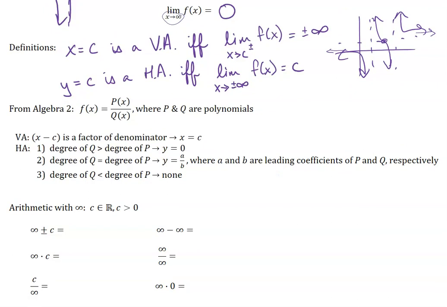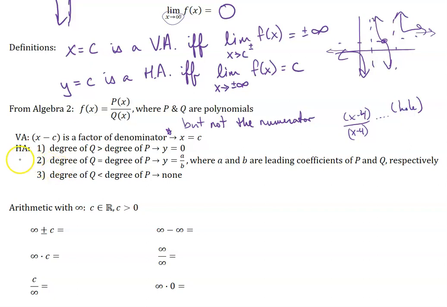Now, one thing I will add to that, though, is when we say is a factor of the denominator, we need to add, but not the numerator. And hopefully you're thinking, because if x minus 4 is in the numerator and the denominator, along with some other stuff, then we actually have a hole.